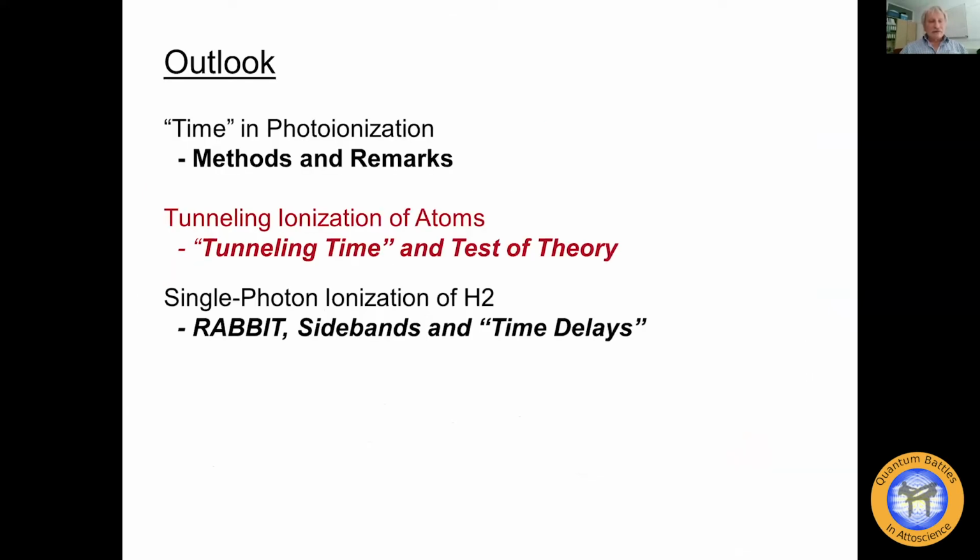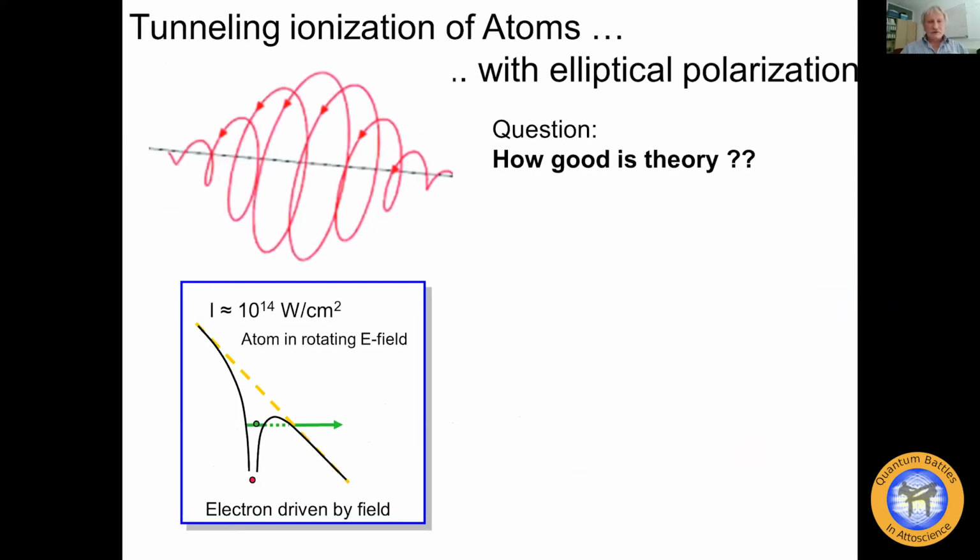Okay, let me come to my first results, tunnel ionization of an atom. This is an experiment that we did already some years ago. And we looked at elliptically polarized light, tunneling of an electron through the barrier. And we asked now, not about the time directly, but how good is theory? Can we understand with theory, with the model, the results that we get?